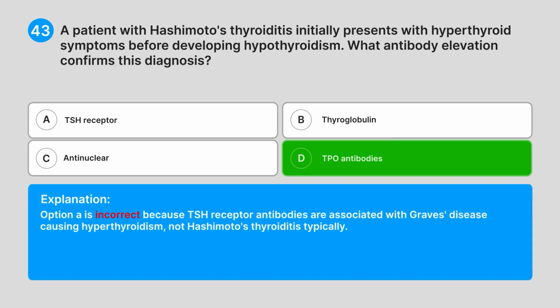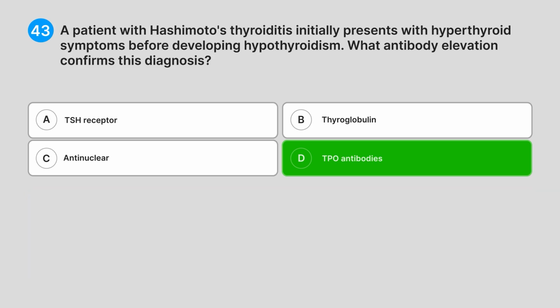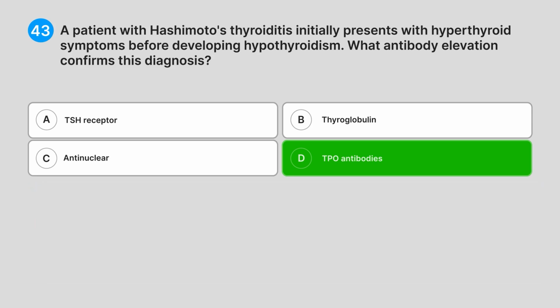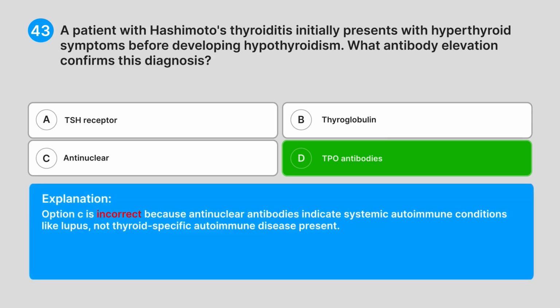Option A is incorrect because TSH receptor antibodies are associated with Graves' disease causing hyperthyroidism, not Hashimoto's thyroiditis typically. Option B is incorrect because thyroglobulin antibodies may be elevated, but TPO antibodies are more specific for Hashimoto's diagnosis. Option C is incorrect because anti-nuclear antibodies indicate systemic autoimmune conditions like lupus, not thyroid-specific autoimmune disease present.